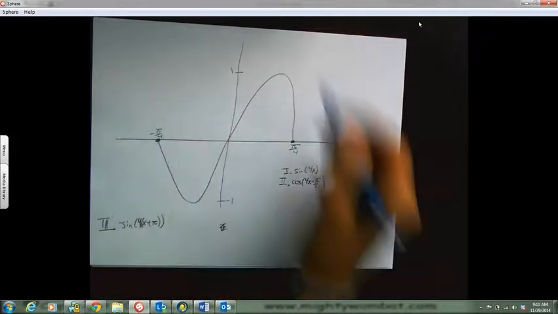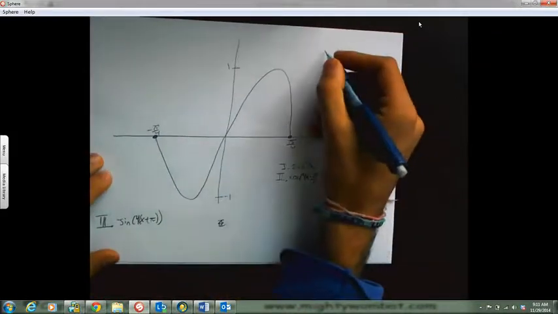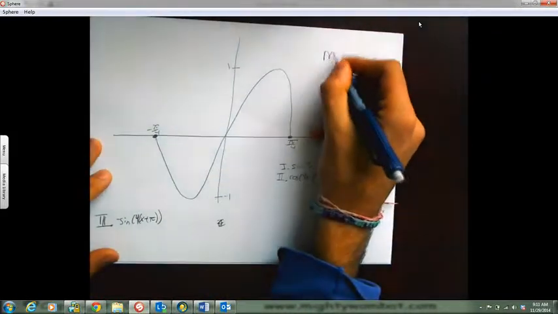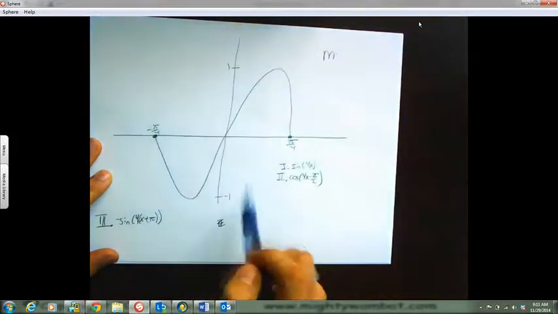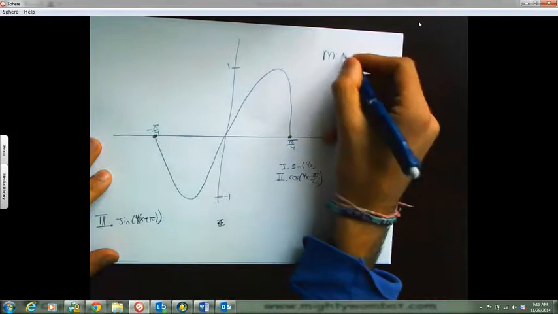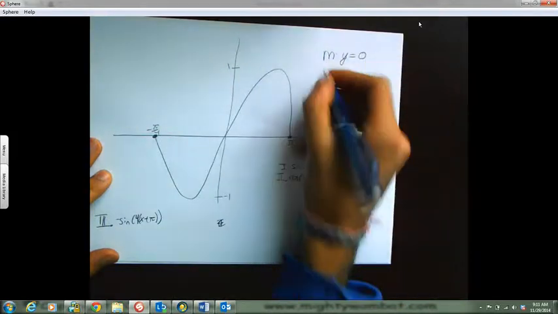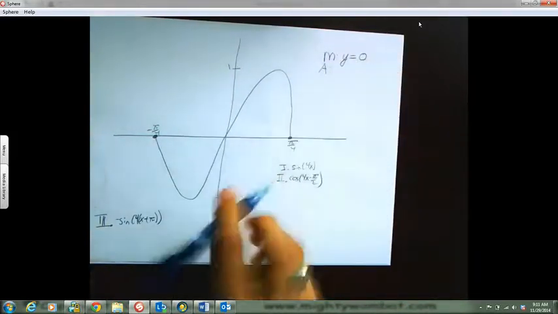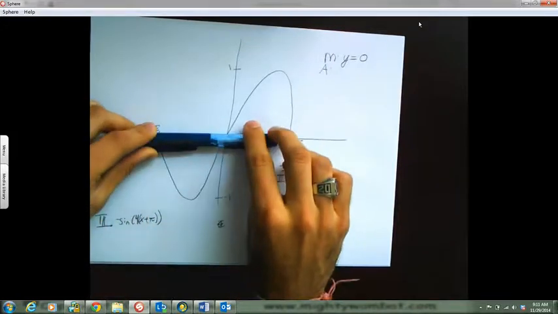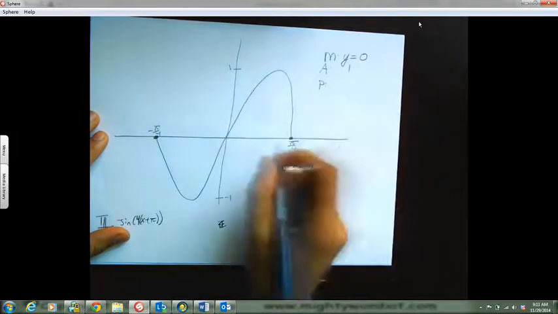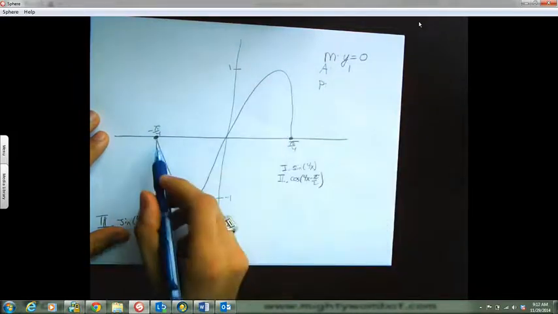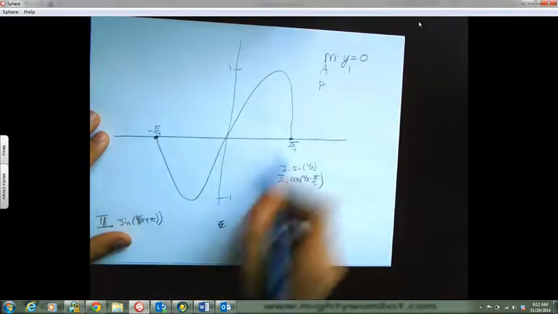When I look at this graph, I notice that the midline is max plus min divided by 2. 1 plus negative 1 is 0, divided by 2 is 0. So the midline is y equals 0. The amplitude is the distance from the midline up to the peak, which is 1. And the period is from negative pi over 4 all the way to pi over 4.